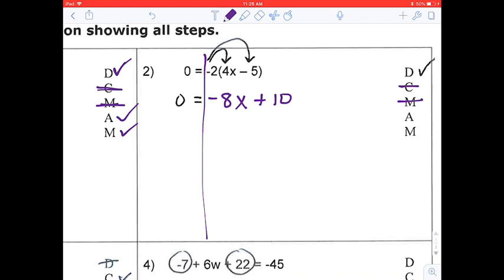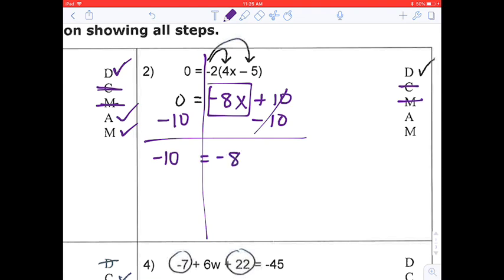But I'm adding 10 next to my variable. I want to get -8x by itself, so that plus 10 needs to go away. We're going to subtract 10 from both sides. And that leaves behind -10 equals -8x. Finally, we are multiplying x times -8, so to make that -8 disappear, we divide. We divide -8 by itself, and that causes it to be canceled out. x is by itself on the right.